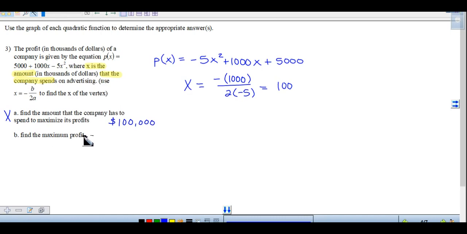To find the maximum profit, that location will be the y of the vertex. Since we already have the x value, we can take this and plug it into the equation to find y. If you want to use your calculator to do this, you may. Make sure that you use parentheses everywhere you are plugging in a number.